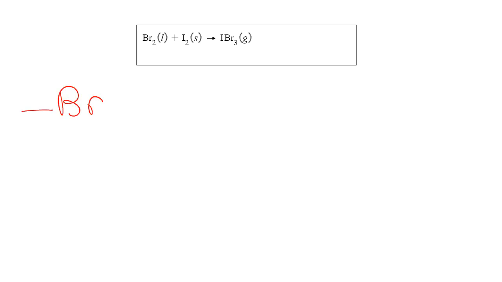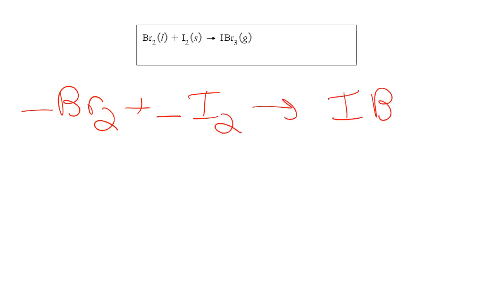We have Br, two diatomics. We need some numbers in front to balance. Now, if we went down the rules, balance hydrogen, but balance everything but hydrogen and oxygen first. So let's say we balance iodine here, and I put a 2 there.